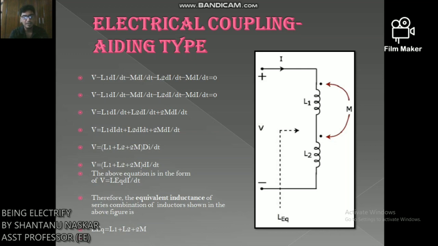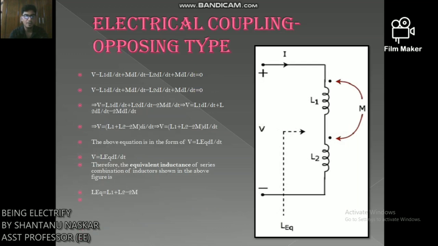Now, go through the coupling of opposing type. So again, consider the following electric circuit which is having two inductors that are connected in series.